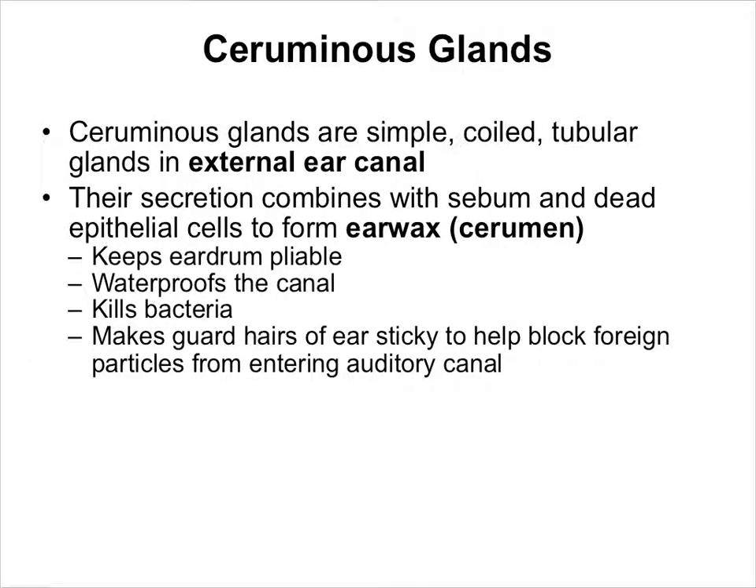Ceruminous glands. These are simple, coiled, tubular glands that are found in your ear canal. So they're only found in your ear canal, and these are the glands that make earwax. The technical term for earwax is cerumen. The function of cerumen: it keeps your eardrums pliable so that they can vibrate without tearing. It waterproofs the canal to prevent water from getting in and infecting your ears.